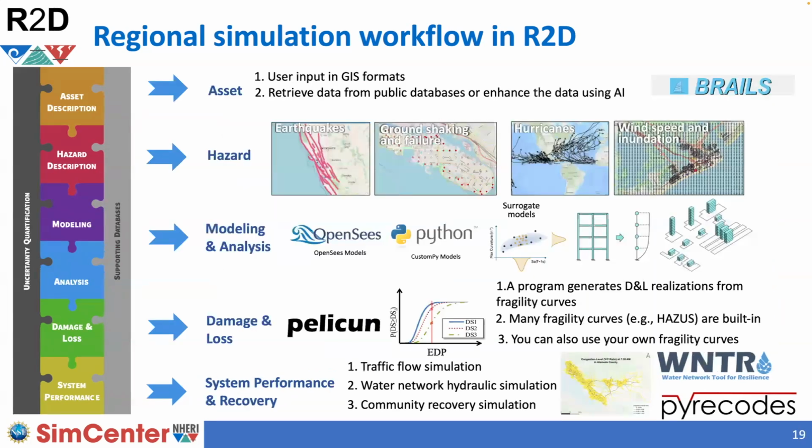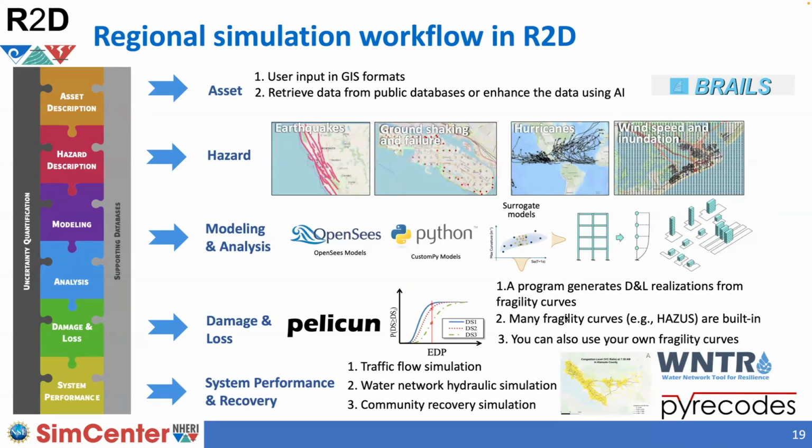But here is a summary of the workflow in R2D. We start by defining the asset, defining the hazard, selecting the modeling and analysis methodology, selecting the damage and loss methodology, and performing some system performance and recovery simulation in the end to quantify the overall regional resilience.